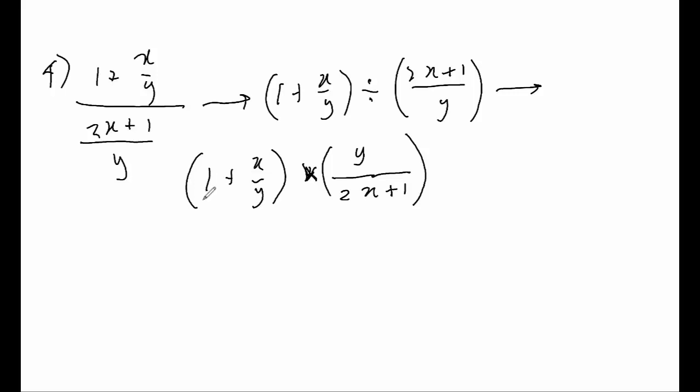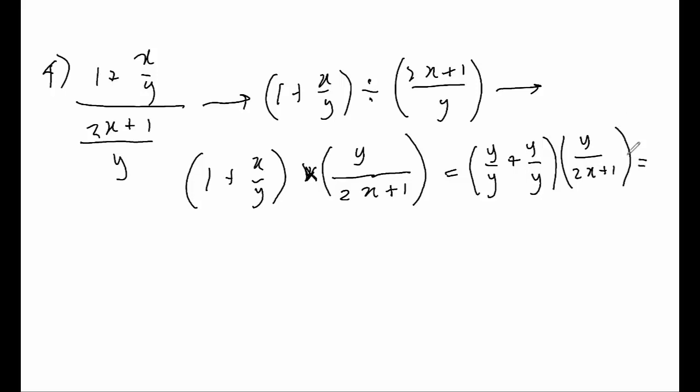So it turns out, if y is the lowest common denominator here, that 1 would be y over y. So that would be equal to y over y plus x over y. And then I'll multiply that by y over 2x plus 1. So now I'll combine these two. Oh, sorry, this has to be an x, sorry, x. So now I'm going to combine these two.